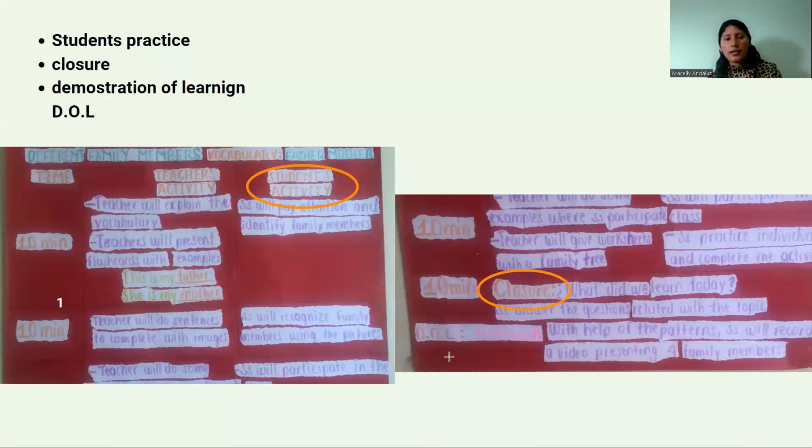And finally, demonstration of learning is where students show off what they have learned, usually as a way to determine if they have met the learning standard.